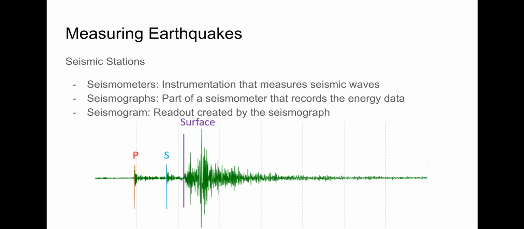And of course, this is an idealized seismogram. You'll be looking at several of these in lab. We'll be looking at how we can determine what the interior of the Earth looks like using seismic waves.